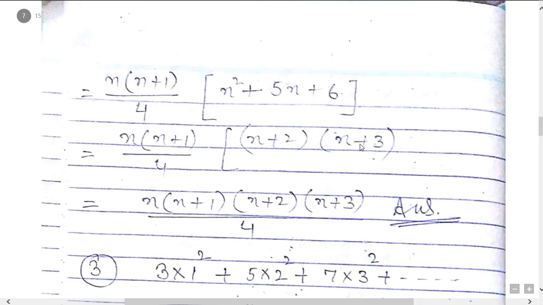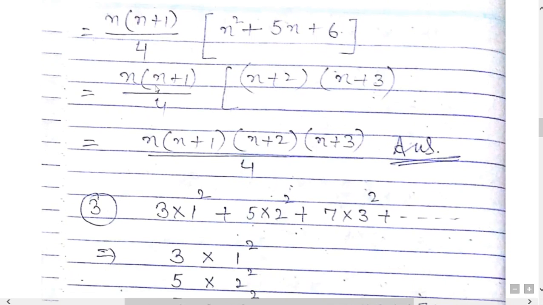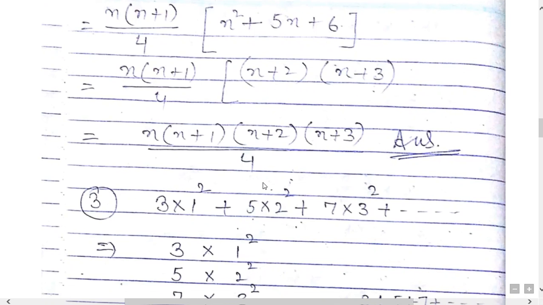Then you can factorize this, n plus 2 into n plus 3. It is the basic method of factorization. Sum required is 5 and product required is 6. And you can split the terms. And you will get the answer n into n plus 1 into n plus 2 into n plus 3 divided by 4.